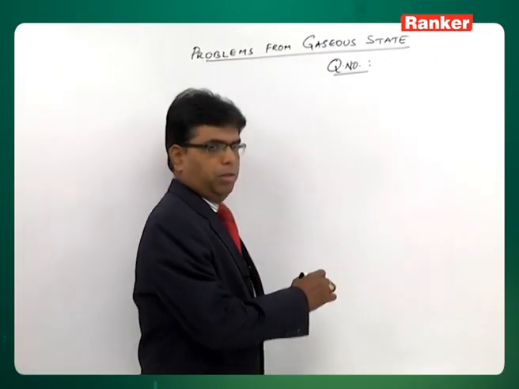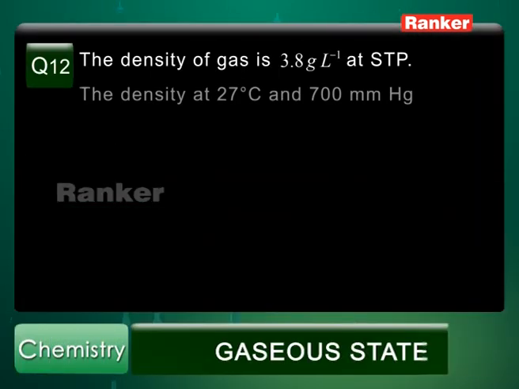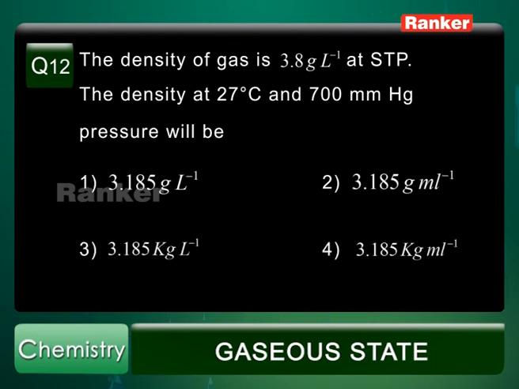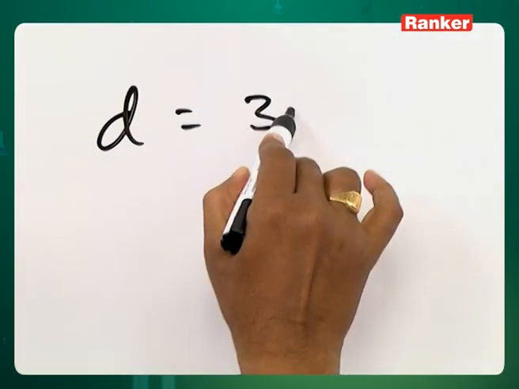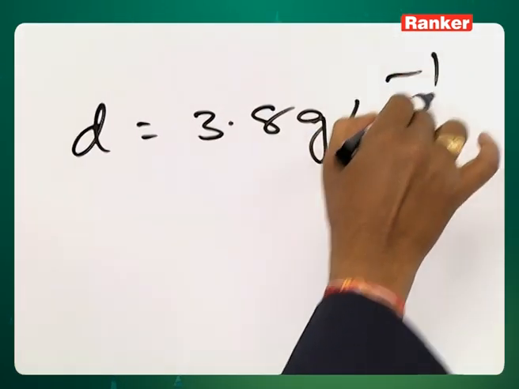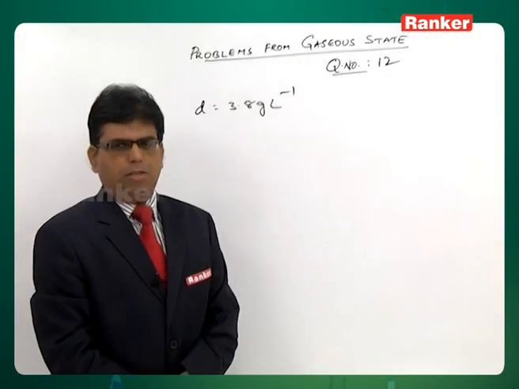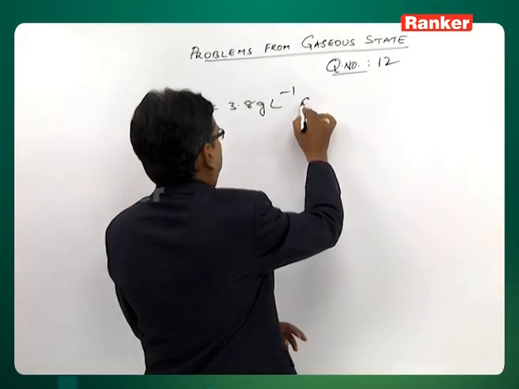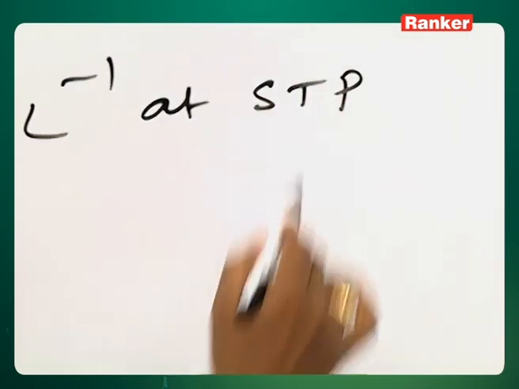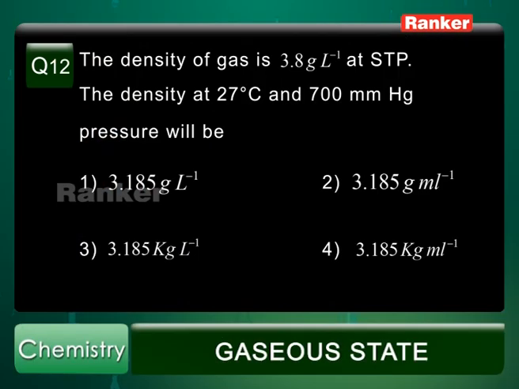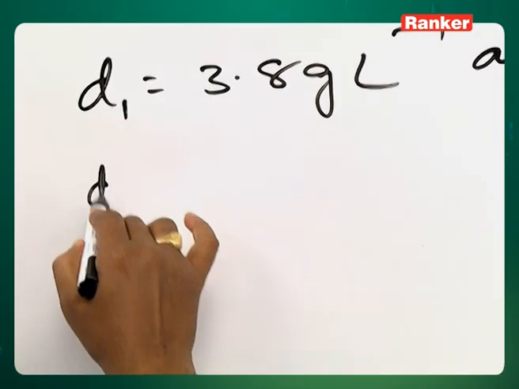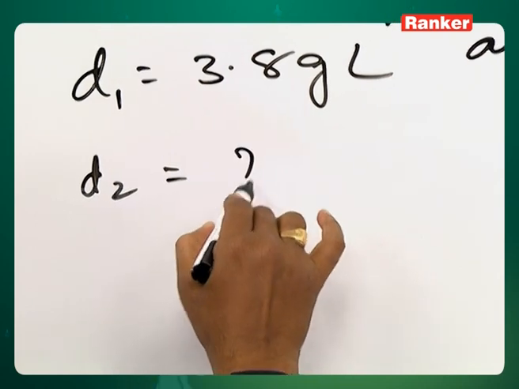Now, we go to question number 12. It is again a question based on the density of a gas. Density of a gas is given as 3.8 gram per liter at STP, and the density at 27 degrees Celsius and 700 mm mercury of pressure will be dash. So, say that this is D1, then D2 is equal to what?